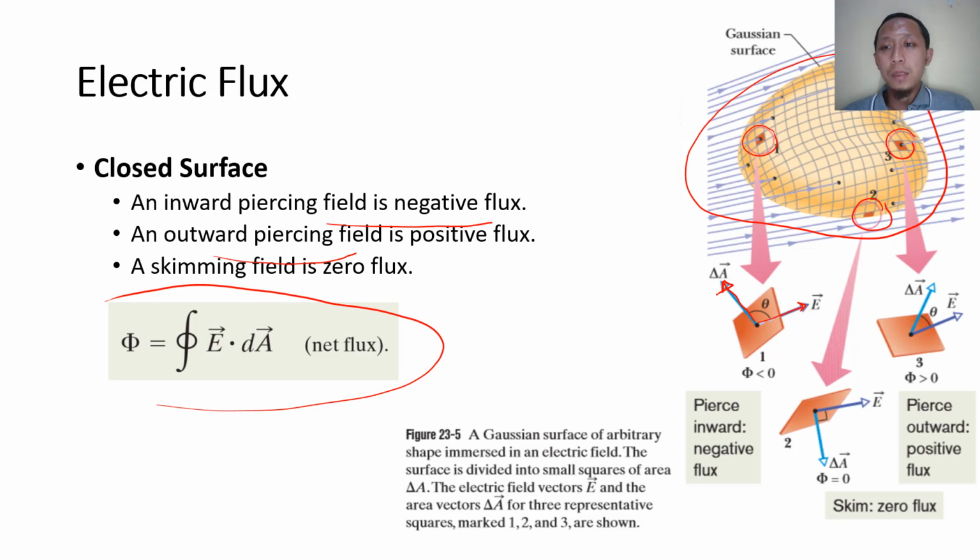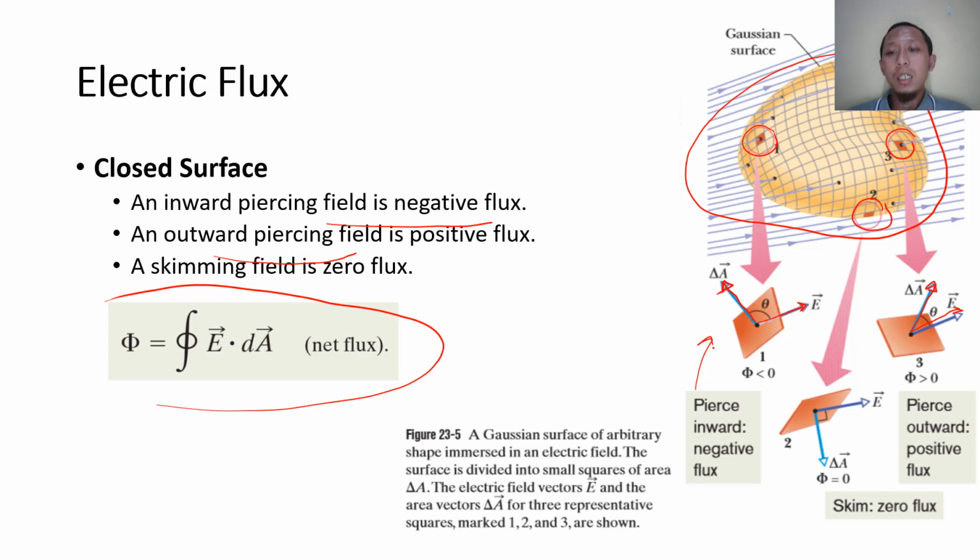And then in this area, this is the E, and this is the delta A. So we get the positive flux, and here we get the negative flux because the direction of the E and the delta A is in the opposite way. So we can easily determine that the flux is negative.